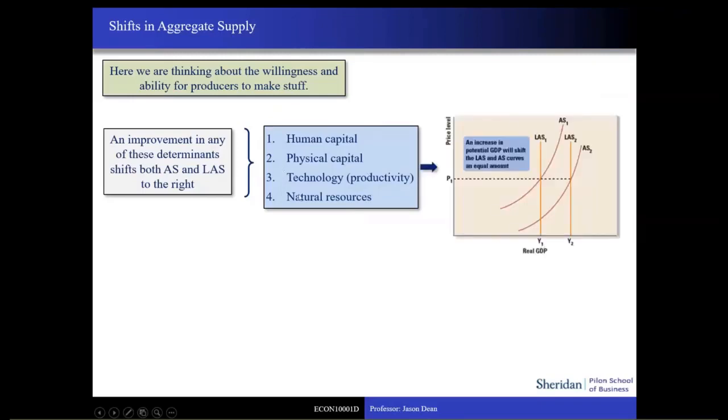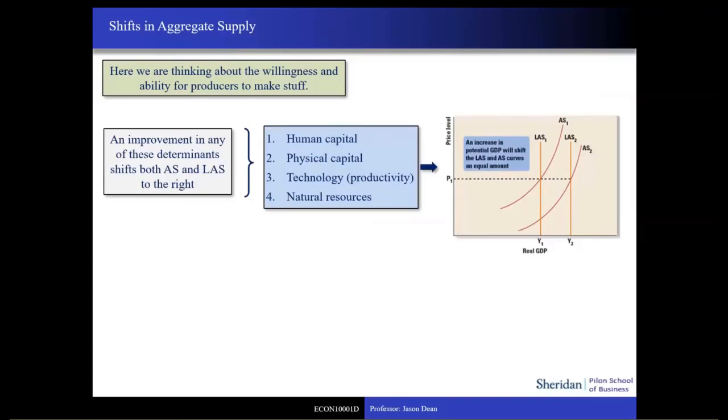Just think of any changes in these, which clearly would make our potential GDP higher, right? If our population doubled, we'd have a lot more people to make stuff. That would be represented with a shift to the right in the long run aggregate supply curve. But also the short run aggregate supply curve: if we have double the population, there's going to be more items that the firms would want to produce at any given price level.